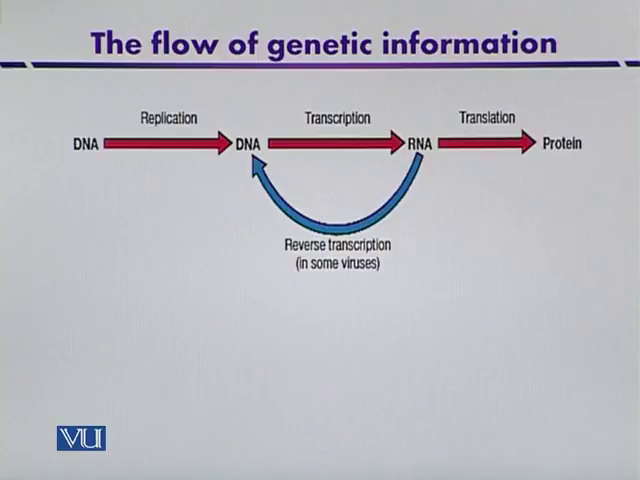Here the information can be transferred from DNA to DNA by the process of DNA replication, and then from DNA to RNA by the process called transcription. Information from the RNA can also flow back to the DNA, and this process is very common in some viruses, by the process of reverse transcription. And then from RNA the information is translated into a functional product, which is any protein.